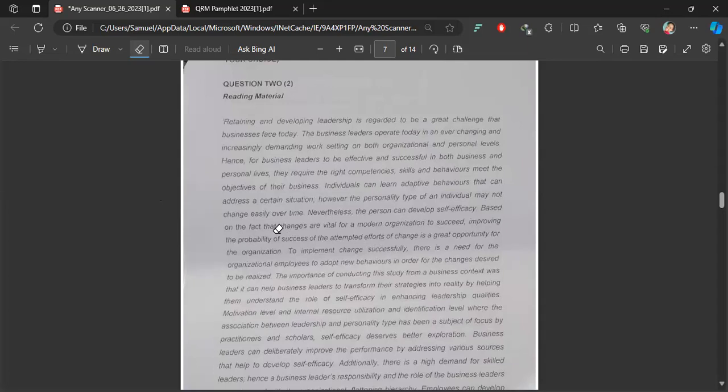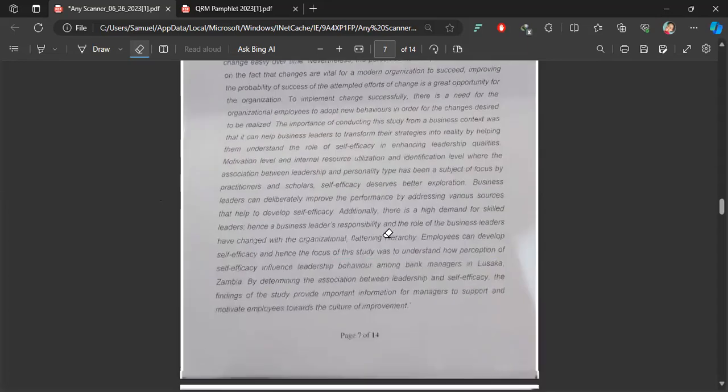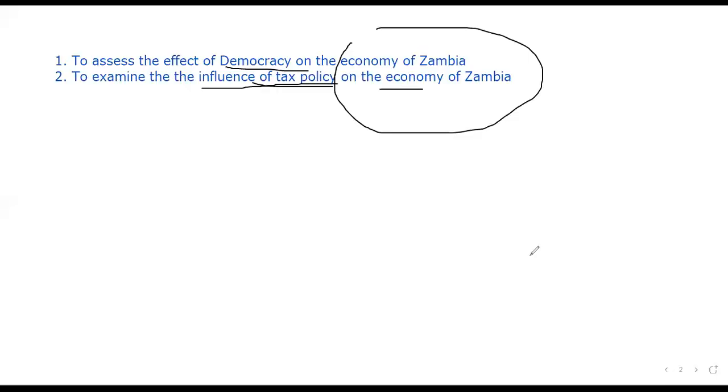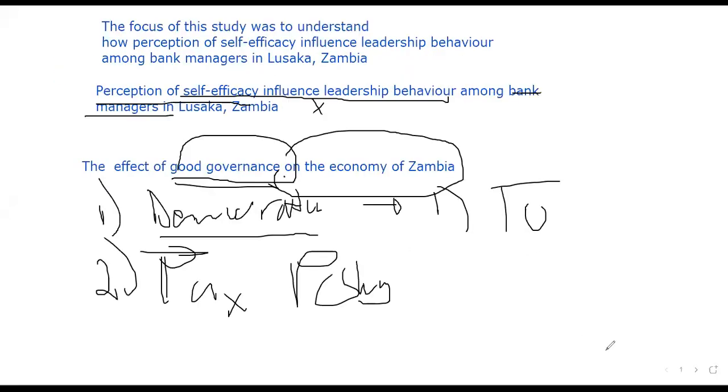So we have things that are beginning with 2. I told you I haven't really gone through this, so I'm trying to look at them quickly. So the importance of, blah blah, from a business was to help leadership to transform their strategies into helping others. Okay. So remember what we are looking for. Yes, we remember what we're looking for as we've already identified the variables. We are looking for factors that have to do with self-efficacy. Anything that has to do with self-efficacy, we can put it as an objective, and she's going to mark you.